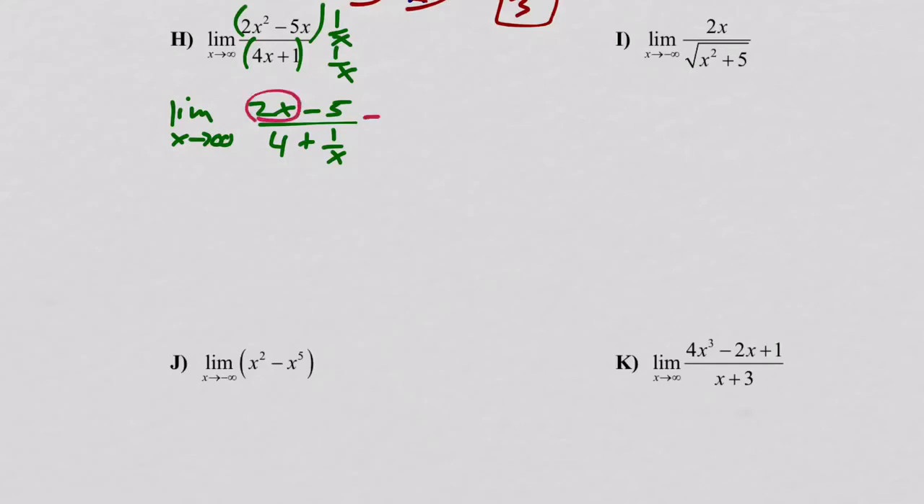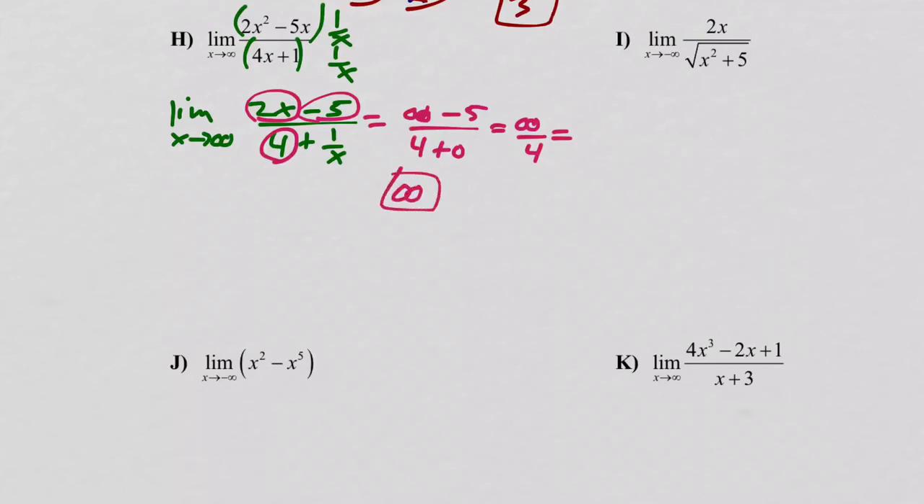The limit as x approaches infinity of 2x will get us infinity, minus 5, divided by 4 plus 0. So this is going to be positive infinity divided by 4, which is positive infinity for our limit. And again, you can look at that. 2x squared divided by 4x is going to get us a slanted asymptote that's going to go that direction, and because we're going to infinity, it's going to approach in an infinite direction.